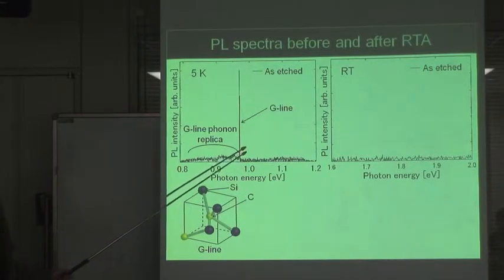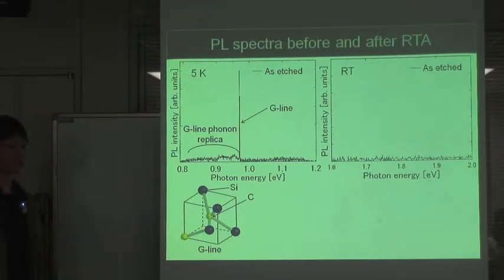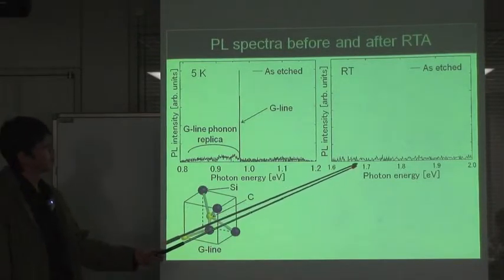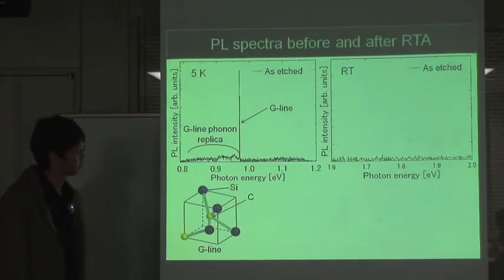We observed G-line and its photon replica in the infrared regions, and this is the origin of the G-line, which consists of two carbon substitution atoms and one silicon interstitial. These carbon atoms were contaminated during the growth of silicon germanium layers, and this silicon interstitial atom was generated during the neutral beam etching. Moreover, we could not observe any peaks from the visible regions.